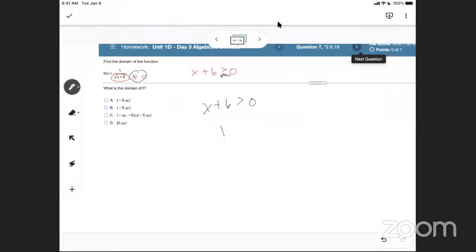So what does x have to be? Greater than, solve that equation. Greater than negative 6, sorry. Yep, negative 6. And which one of those is that, A, B, C, or D? Is it B? That's right, because it doesn't have the equal to sign with it. Good job. All right.